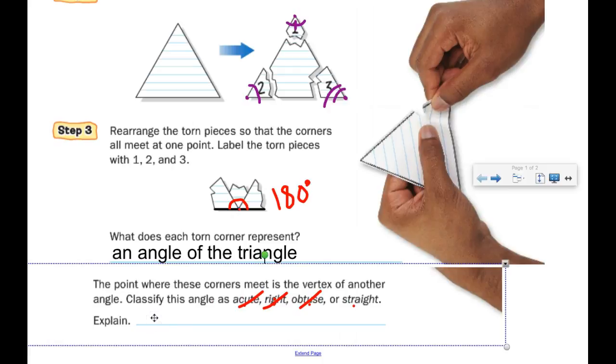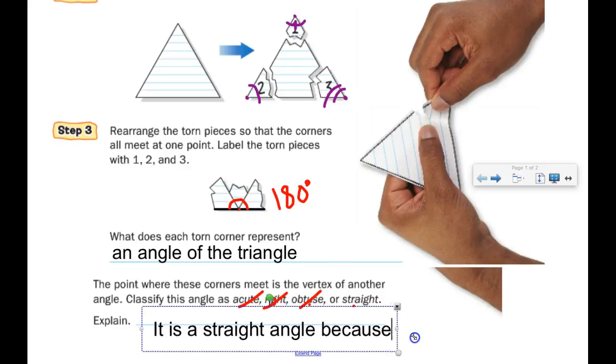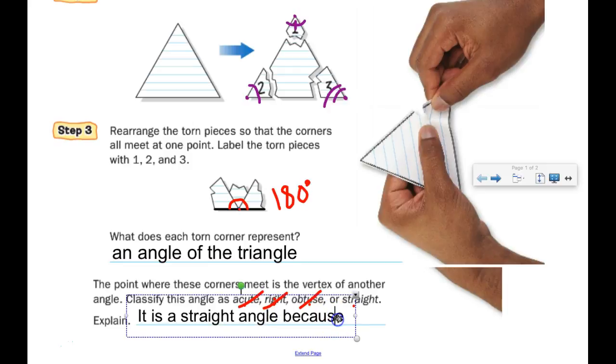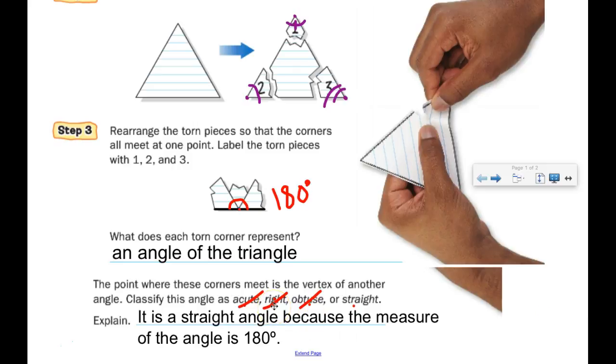So it is a straight angle because, why? Because all the way here, these three angles combined measure 180 degrees. Not only is it because it's a straight line, obviously, but also what's more important is the degree measure. So it is a straight angle because the measure of the angle is 180 degrees. Boom, done. If you have questions on that, go back and review. Otherwise, we're moving on to the next page.